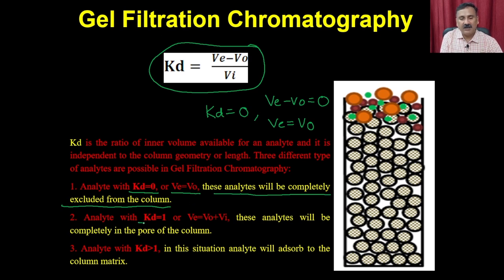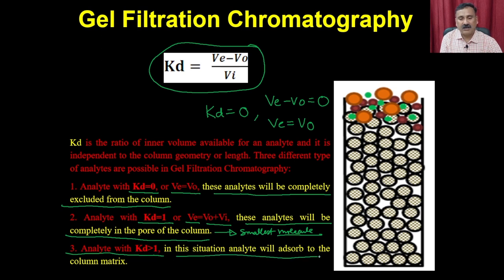Similarly, if KD is equal to one, this means VE is equal to VO plus VI, and these analytes will be completely in the pores of the column, which means these are the smallest analytes you can analyze in this particular column. And if you have a KD above 1, in this situation the analyte will adsorb onto the column matrix.